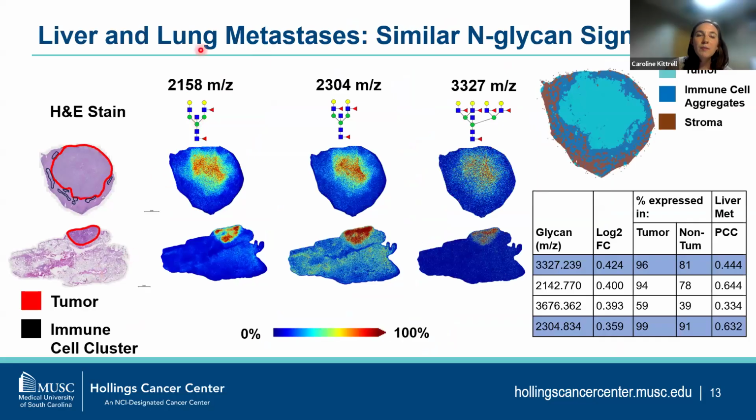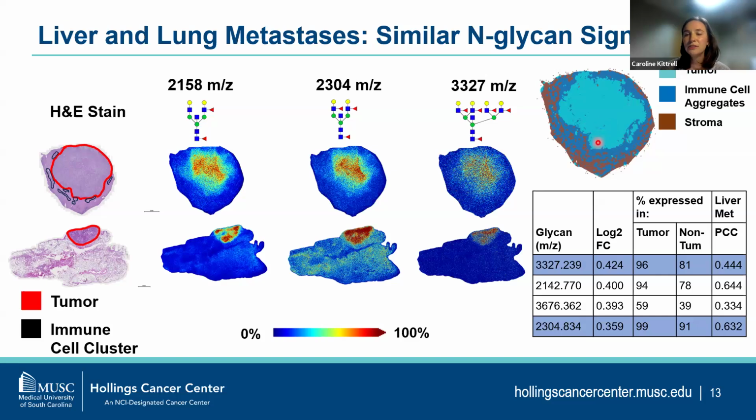So next, I wanted to show you some results from our liver and lung metastases. Shown here, this is a liver metastasis that's circled in red. It's the tumor, and the lung metastases circled in red here. And we find that the same N-glycans that were detected in our primary PDAC tumors are also detected in our liver and lung. More so, we also have spatial transcriptomics data on this specific liver met.